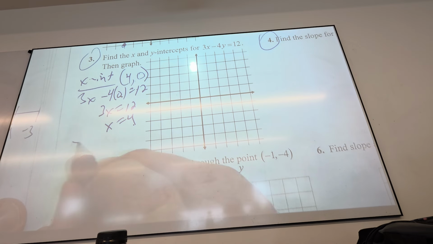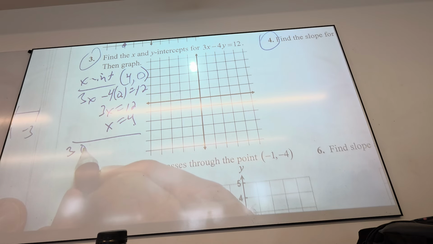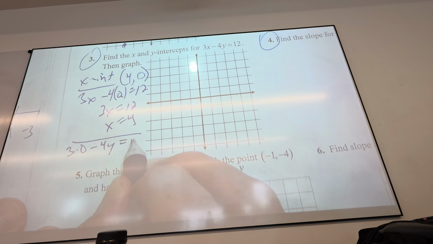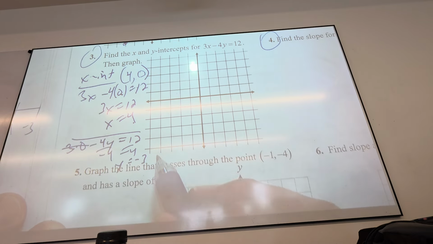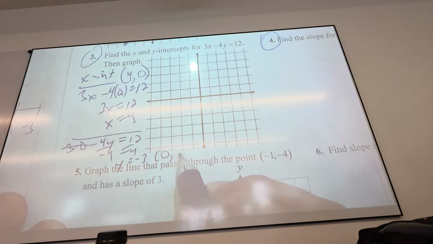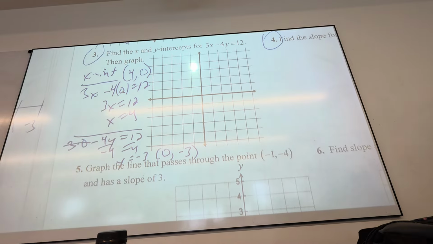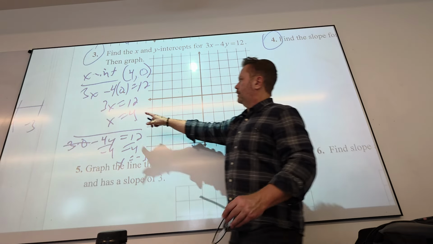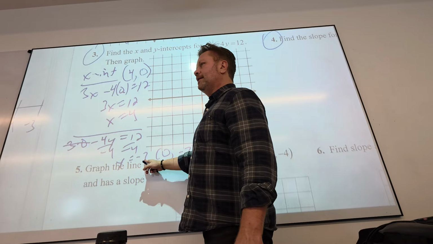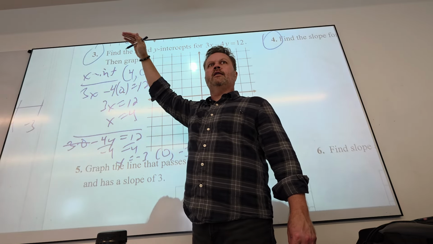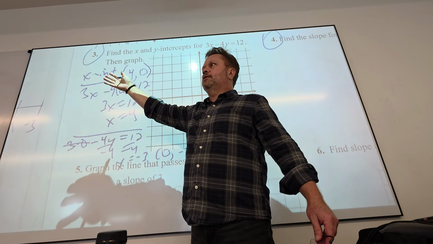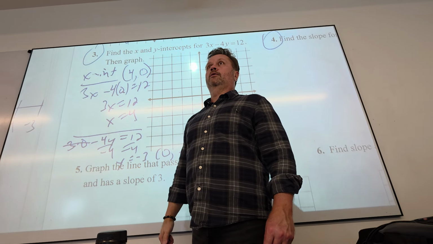If you want to see the work, make the x 0. This goes away, yes. Divide by -4, I get -3. So my y-intercept is 0, -3. The biggest mistake I see is somebody will get x is 4, y is -3, and then they plot the point for -3. And then they say to me, what do I do with that, Jeff? And I'm like, I don't know.